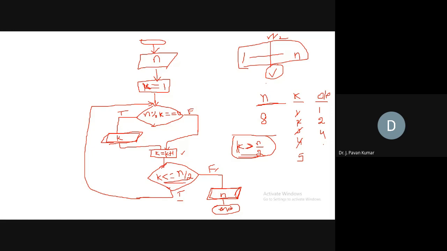If k is greater than n by 2, what does it mean? k is not less than or equal to n by 2, so the condition is false, and we have to continue. If k is greater than n by 2, then we have to stop. If the condition is false, then we have to continue. So we will just replace true with false and false with true. I hope you understand why I have asked this question. Next.